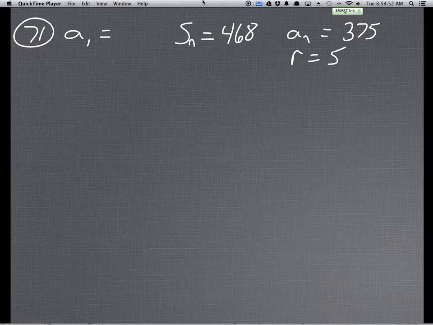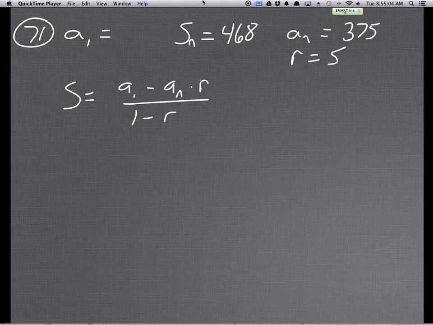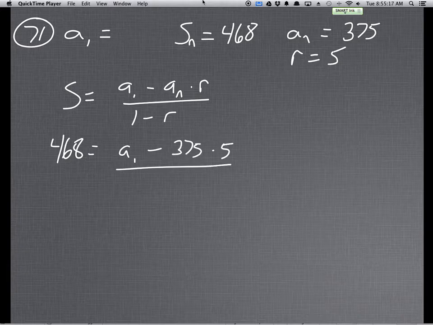All right, which formula do I want? The second one. So S equals a sub 1 minus a sub n times r over 1 minus r. S is 468. A sub 1 is what I'm looking for. A sub n is 375. r is 5. And then over 1 minus 5. Any questions? Plug it in.